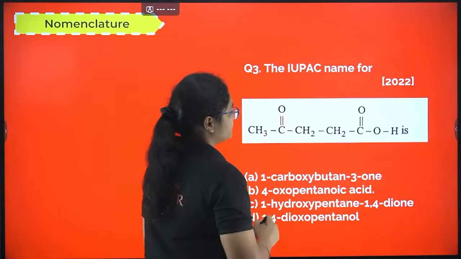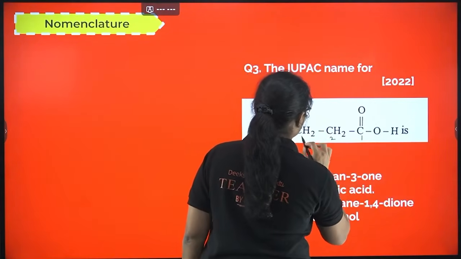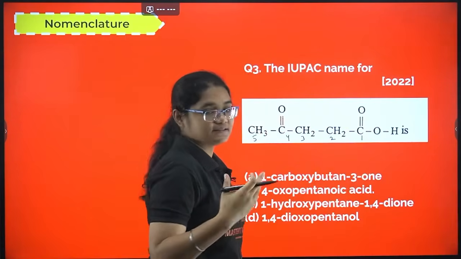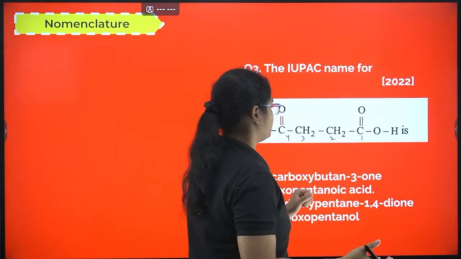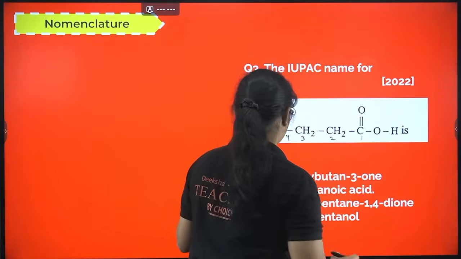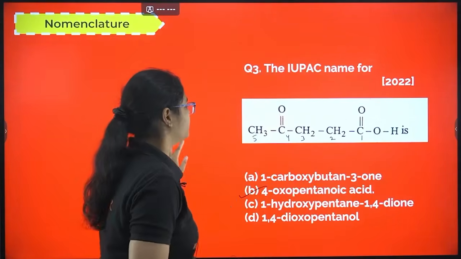Next, IUPAC name of the given compound. So 1, 2, 3, 4 and 5, because here carboxylic acid is the preferential functional group. So we will have 4-oxopentanoic acid, that is option number B.